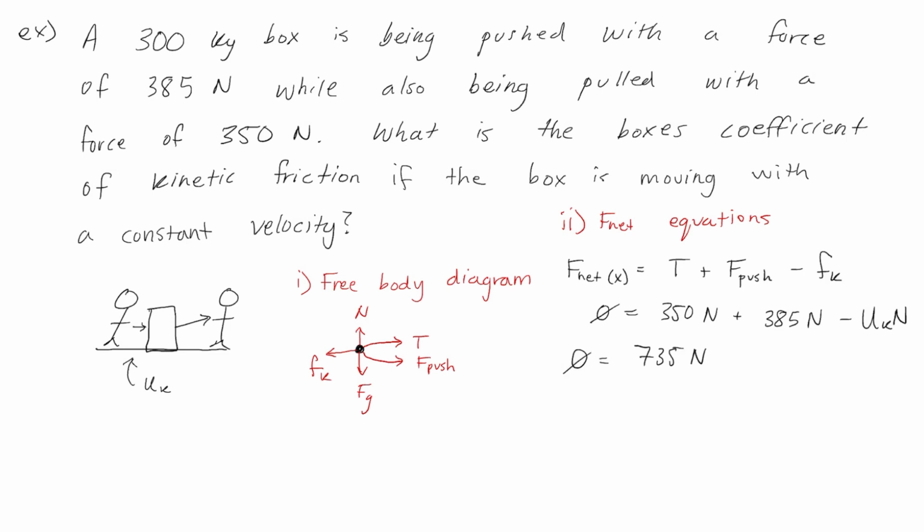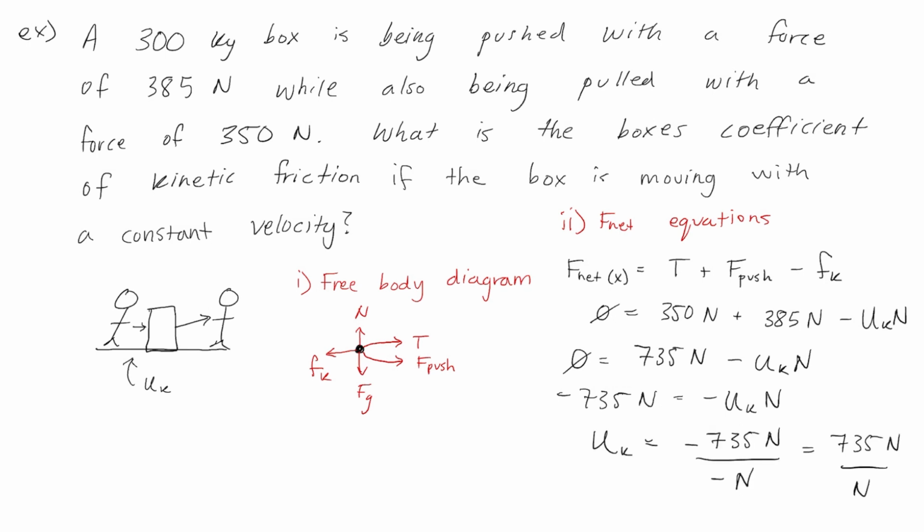Next, we will simplify this equation and rearrange to isolate for mu k, the coefficient of kinetic friction. And what we find is mu k is equal to 735 newtons divided by the normal force. Now how do we find the normal force? Well, we need an F net y equation, which would be the sum of all the forces acting along the y-axis. So that would be the normal force minus the force of gravity.